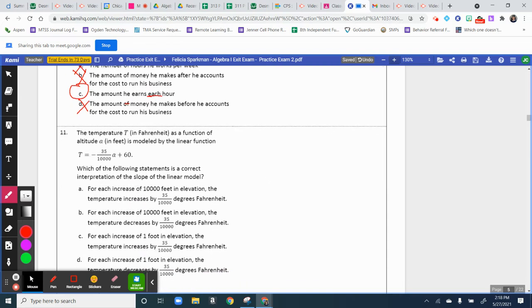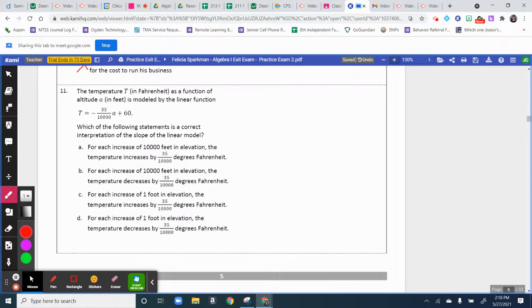All right, 11 is interpreting the function. So you're interpreting the slope of the function. The temperature T in Fahrenheit as a function of altitude A in feet is modeled by the linear function T equals negative 35/10,000 A plus 60. So which one is correct?